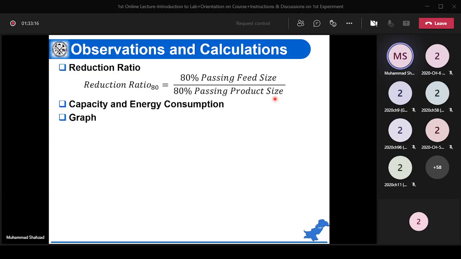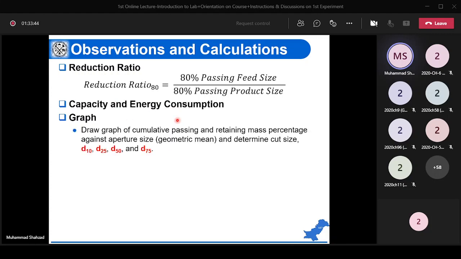And you are supposed to calculate capacity and energy consumption based on some mathematical equations, and those equations are given in the book Mineral Processing Design and Operation by Gupta and Yan. You are required to download that book, read it, and take the equations and put the values into those equations, and then calculate the capacity and energy consumption for the laboratory jaw crusher.